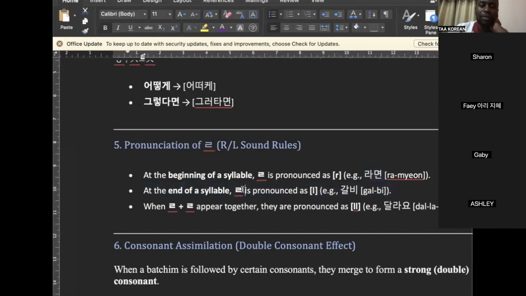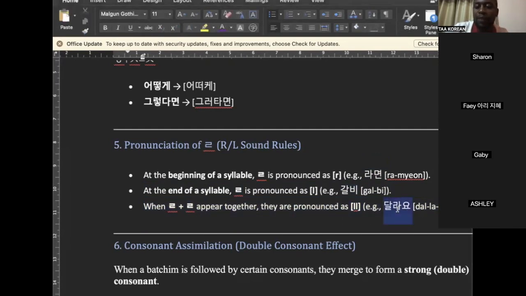At the end of a syllable, L is pronounced as L. See, this has a syllabic block, and there are no other silent letters after it. And then when two L's appear together, they're pronounced as L, like talaya. Talaya. Okay.